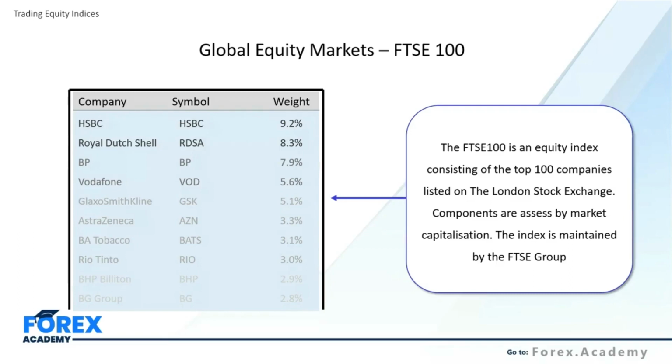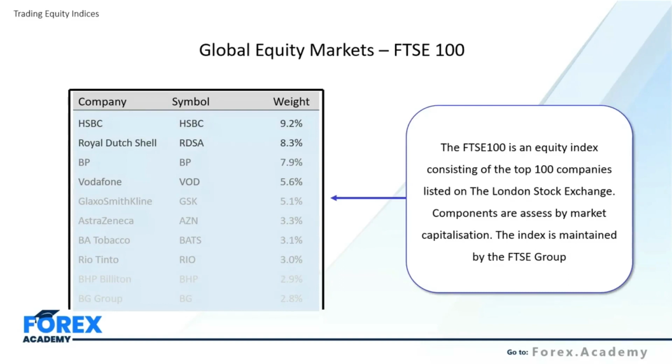First and foremost, if we look at the weight, we can see 9.2% is HSBC, a financial institution, of course, a massive bank across the globe. It is by far a leading component, making up almost 10% of the total weighted price of the FTSE 100. And then we look at companies such as Royal Dutch Shell and BP, two massive companies within the oil sector and heavy players within that industry itself.